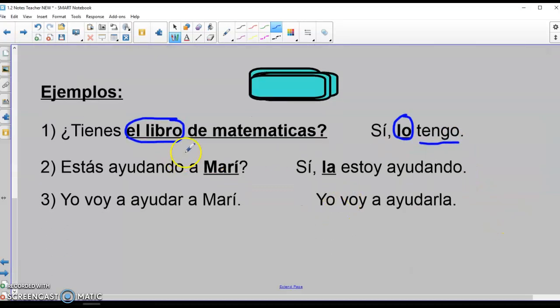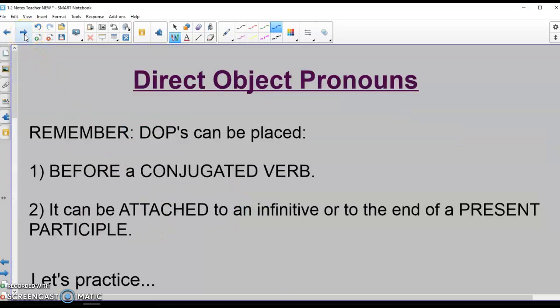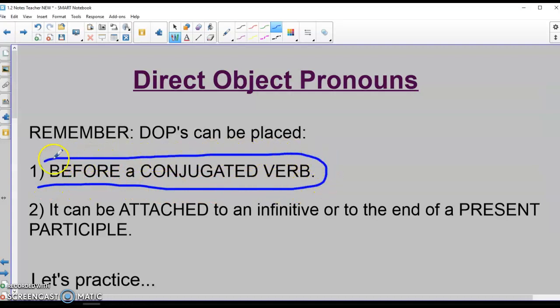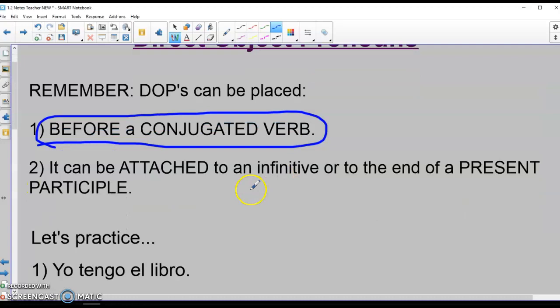The next two examples are showing you how to attach. So we're going to skip these. You do have them in your notes, but let's skip that for now. Okay, so again, we're mostly going to practice number one, which is placing the direct object pronouns before a conjugated verb.